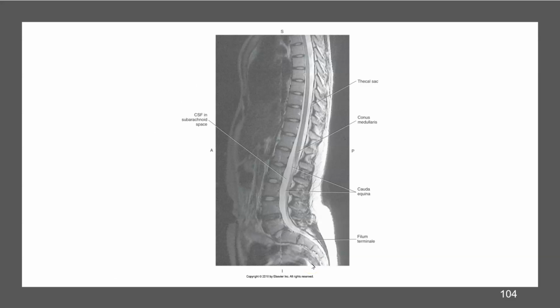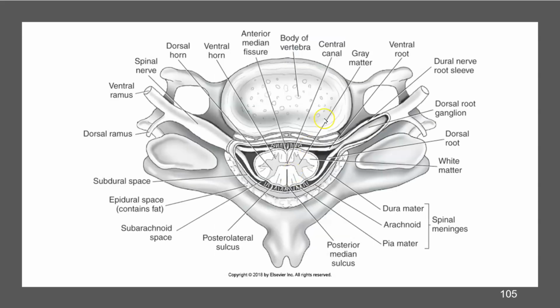Okay, we're going to go sagittal. So this is a sagittal T2. We have 5, 4, 3, 2, 1, 12, 11, 10, 9, 8, 7, 6, 5, 4. So close, almost got it all. So you can see here the thecal sac, and then we have the conus medullaris right here, and the cauda equina is coming down. So these are just the nerves kind of free floating, and your filum terminale you can see coming down, just that white stripe or gray stripe right there, and then CSF in your subarachnoid space.